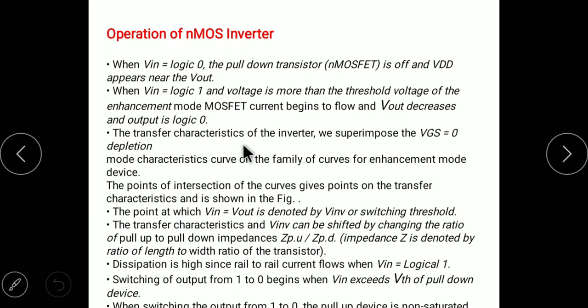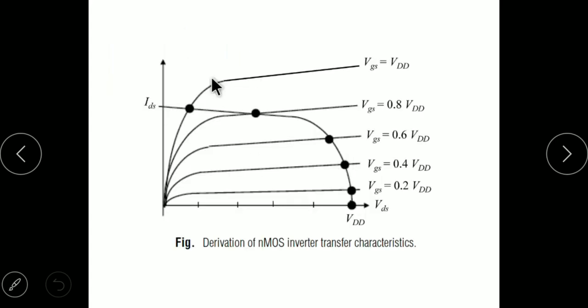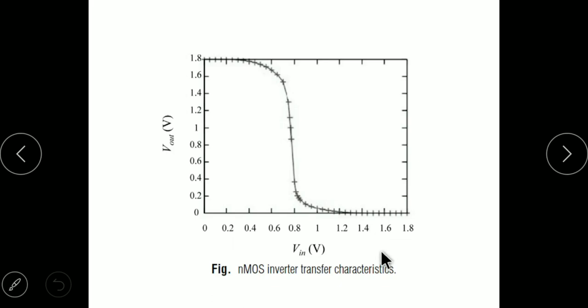The transfer characteristics of the inverter we can get by superimposing the VGS equal to 0 depletion mode characteristic curve on the family of curves of the enhancement mode device. This curve belongs to the depletion mode MOSFET and these curves belong to the enhancement mode MOSFET. If you superimpose these two characteristic curves, we get intersecting points. These intersecting points give the transfer characteristics of the NMOS inverter.